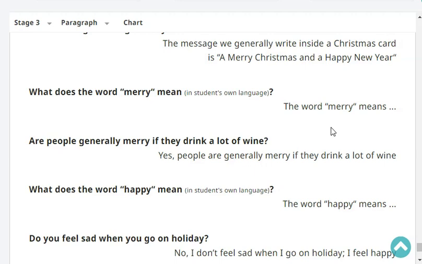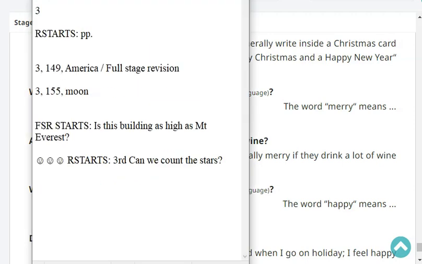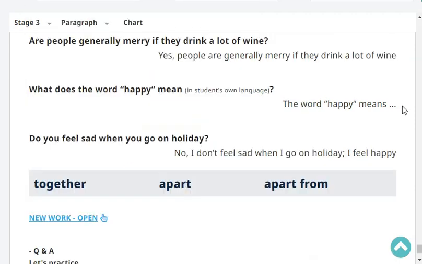Are people generally merry if they drink a lot of wine? Yes, people are generally merry if they drink a lot of wine. What does the word happy mean in Japanese? The word happy means 幸せ in Japanese. Very good.